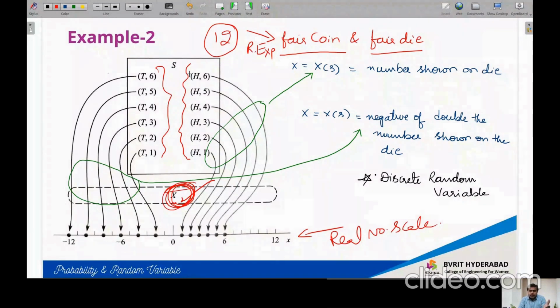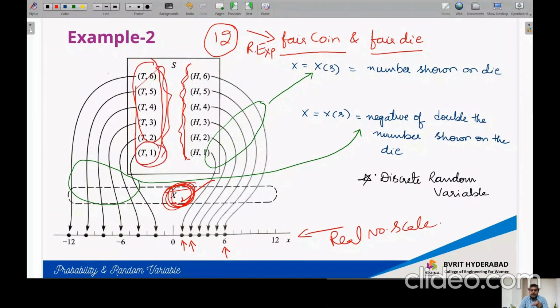Here you can observe that all the outcomes with heads and the numbers on the die are mapped directly onto the numbers shown on the die. Heads comma 1 is mapped to 1, heads comma 2 is mapped to 2, and so on; heads comma 6 is mapped to 6. That is up to you. Mapping is up to you. Next, on the left-hand side, for the outcomes with respect to tails, he is going to map the same random variable differently.